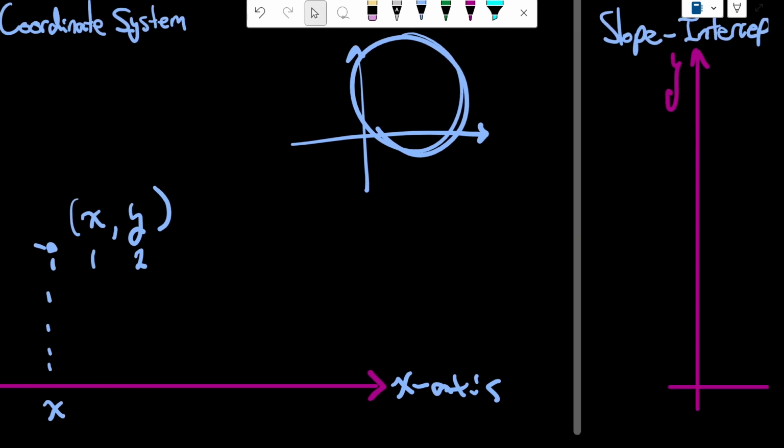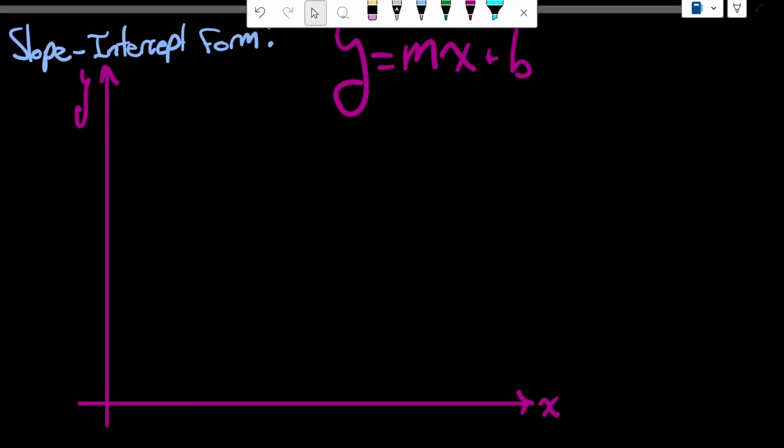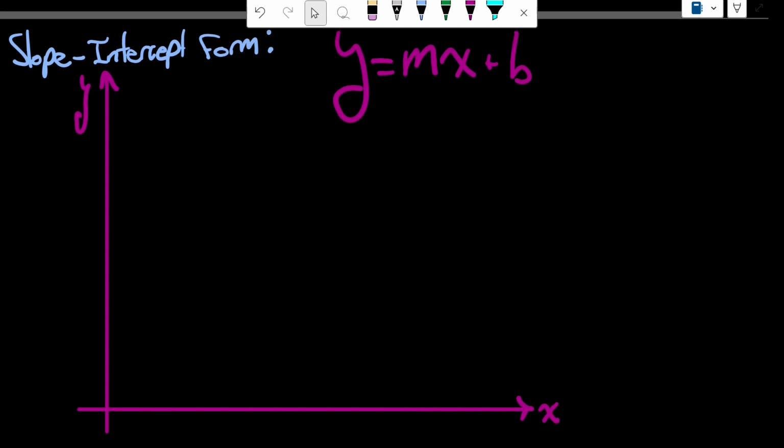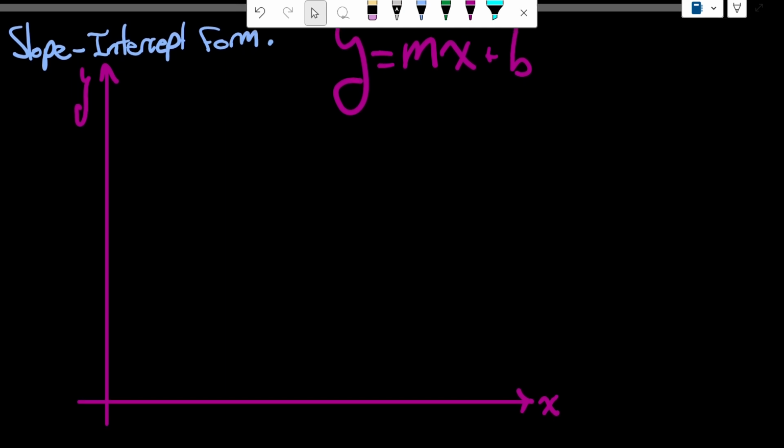Cool. So now let's look at our slope-intercept form, y equals mx plus b. M is the slope, which is how steep the line is. Are you walking up a ramp where m is small, or a cliff where m is big? The y-intercept, b, is where the line intersects the y-axis.